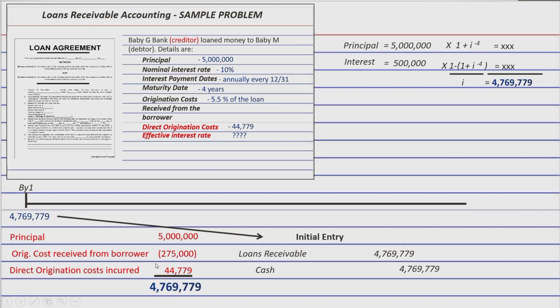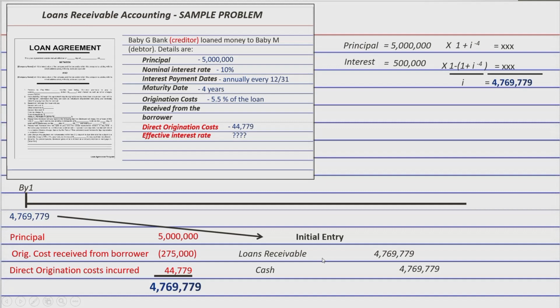So this amount should have been 4,769,779 instead of 4,769,774. So that's an honest mistake. So again, for those who noticed and for those who told me, thank you. Thank you for correcting me.